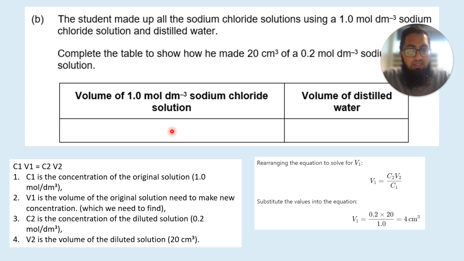So if this is 4 centimeter cube, how much distilled water was added to make 20 centimeter cube? It's very simple maths. 20 minus 4, so it's going to be 16 centimeter cube. Now, volume of distilled water, volume is always going to be centimeter cube. So sometimes they ask you to put units as well.